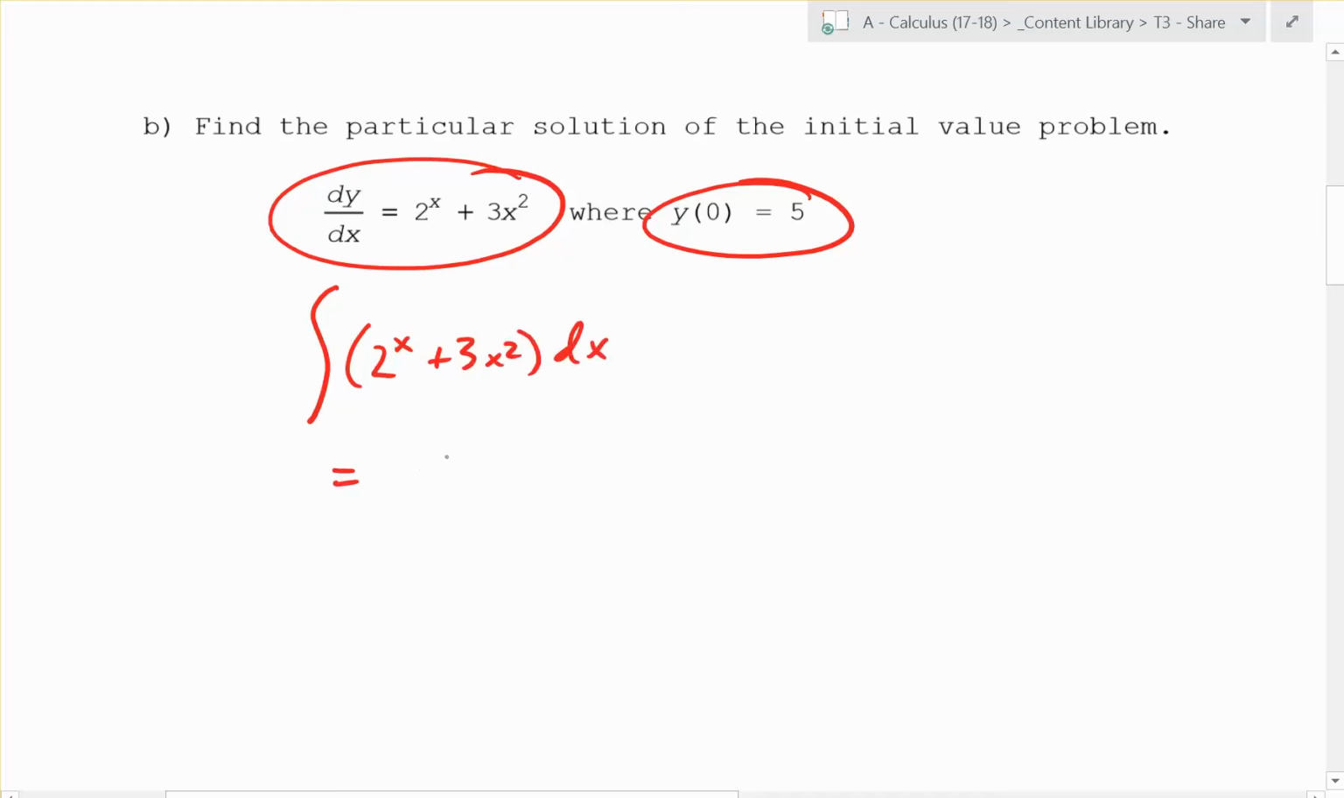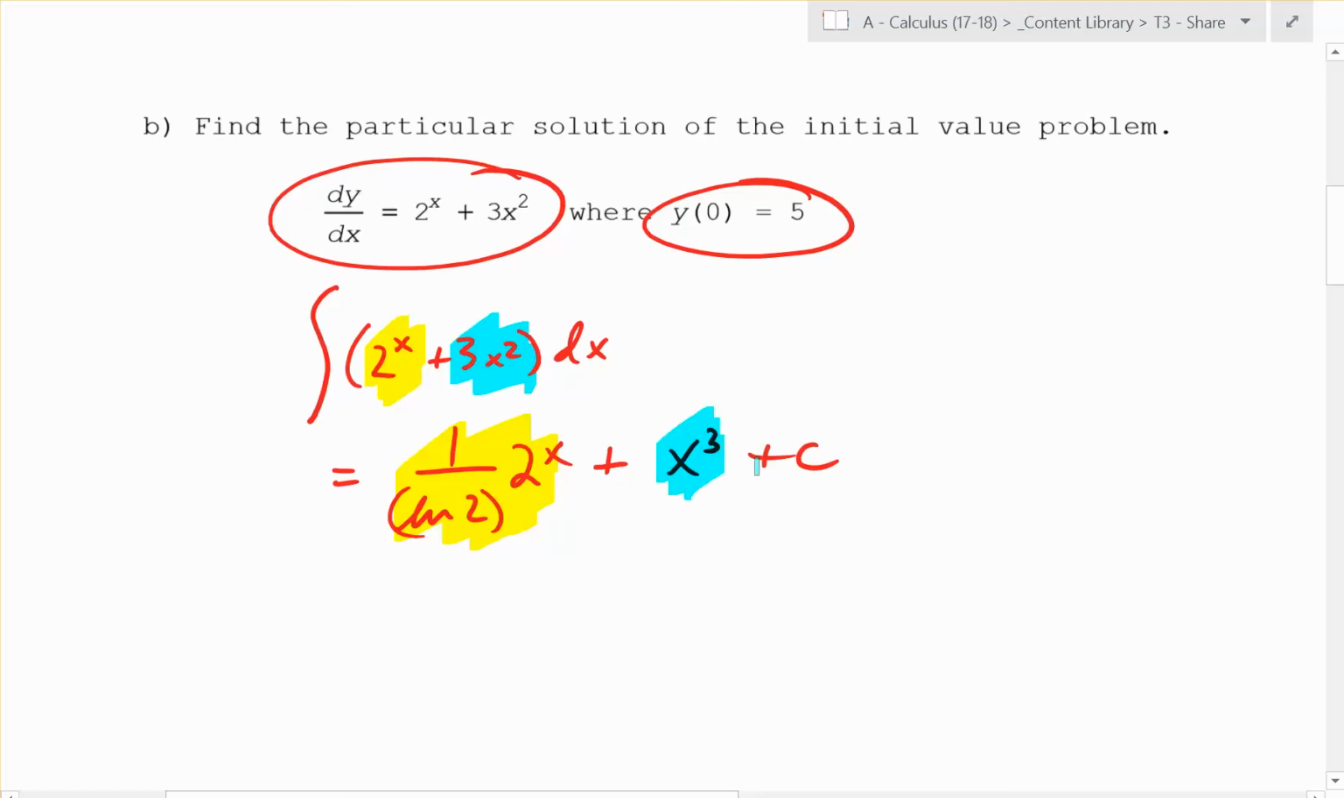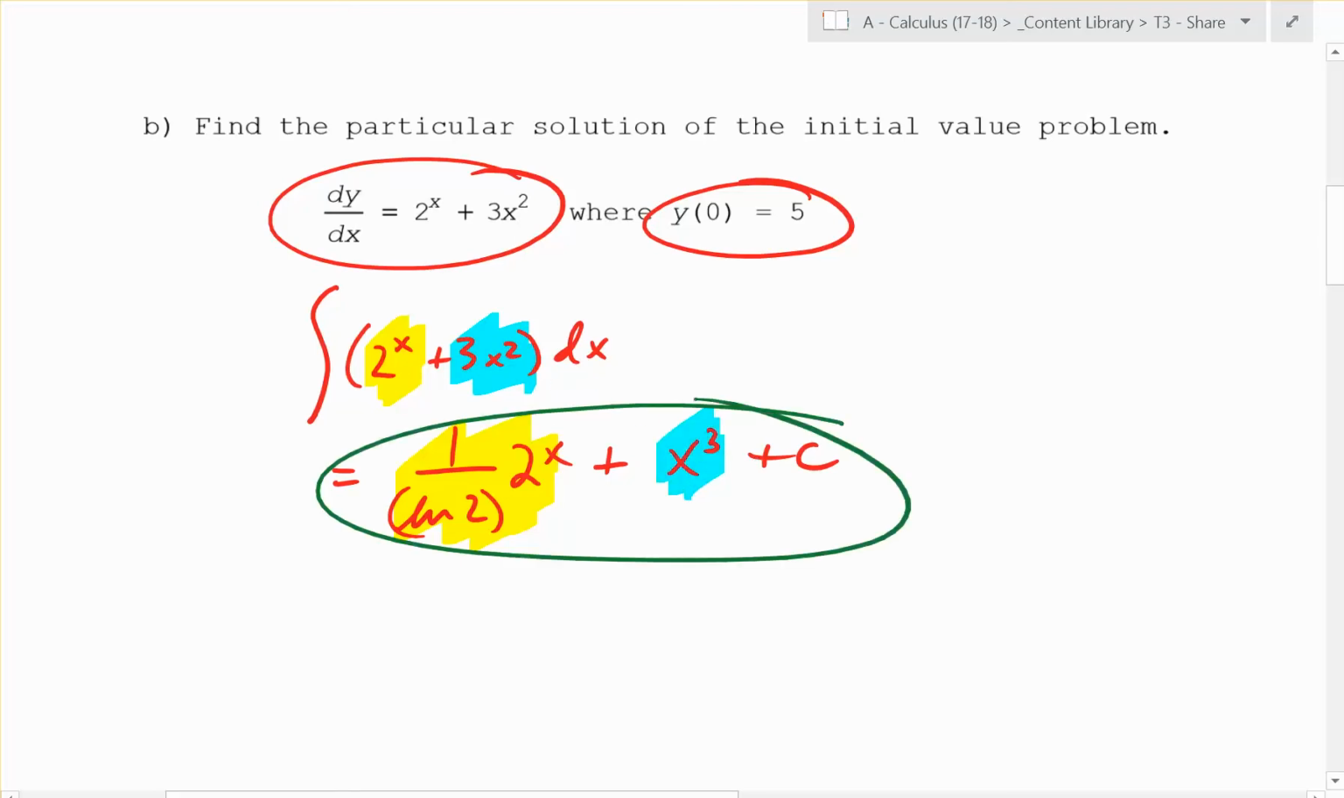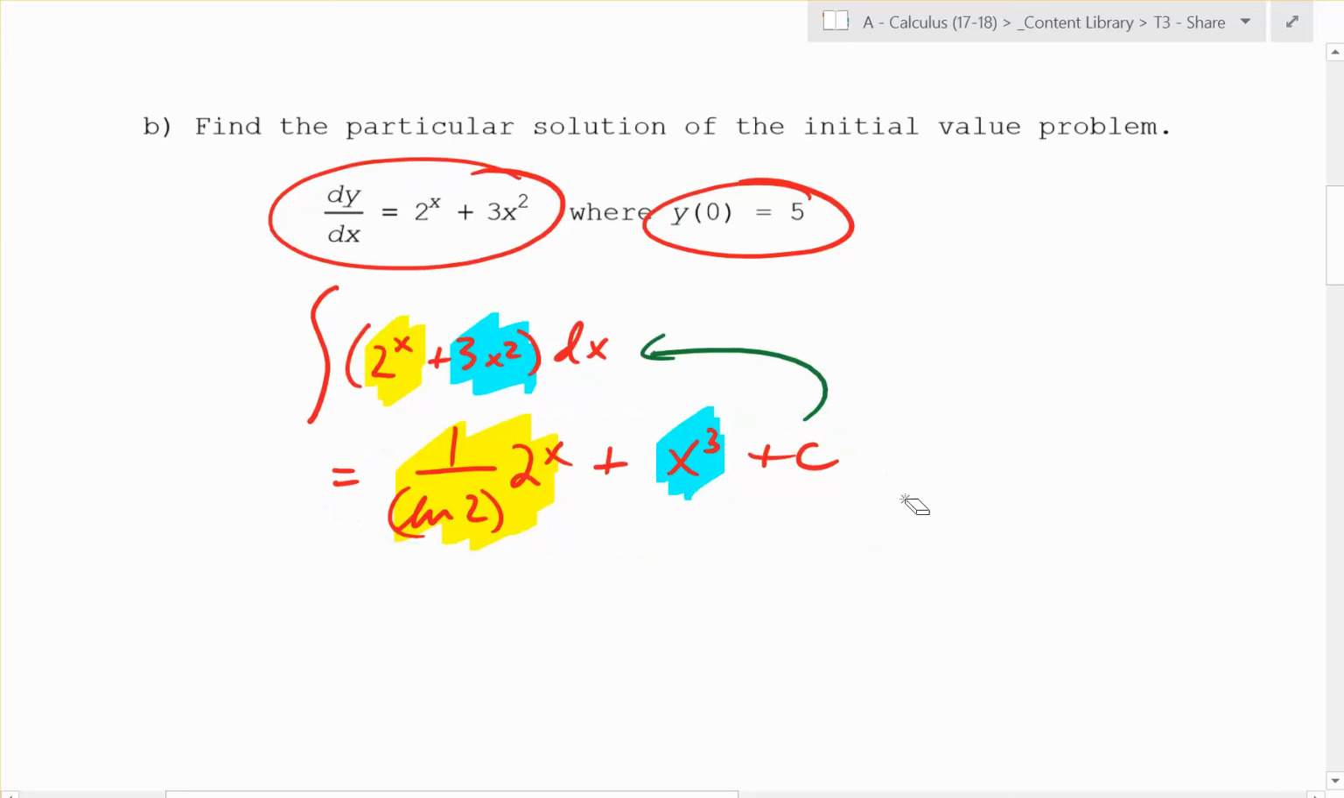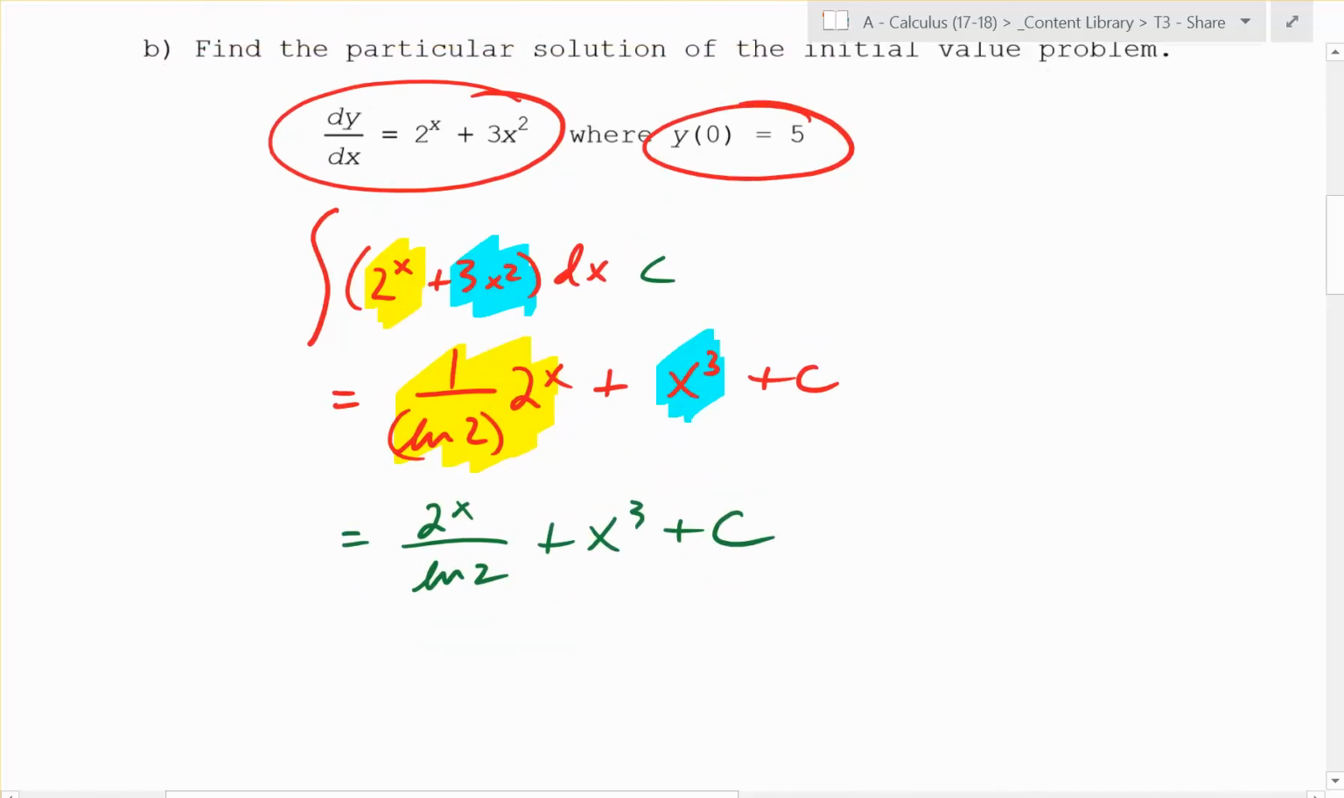That is going to be 1 over ln of 2 times 2 to the x plus x cubed plus c. Now remember, this right here is the antiderivative of that, and the antiderivative of 3x squared is x cubed. You can test it by taking the derivative of this and seeing if it's that. It is. So we can simplify that a little bit and get 2 to the x over ln 2 plus x cubed plus c. So that's the general solution, but we want a specific one.